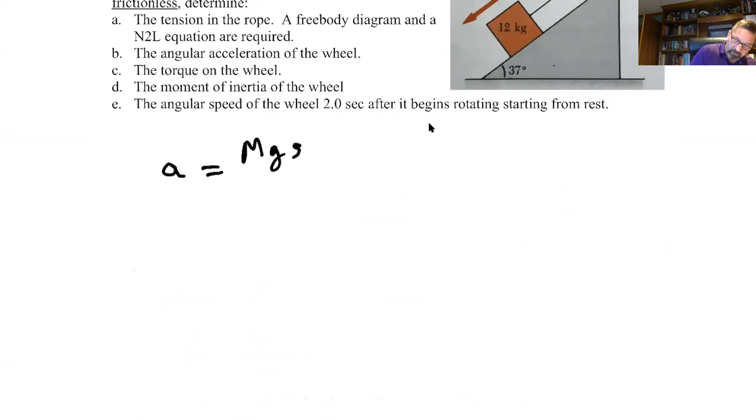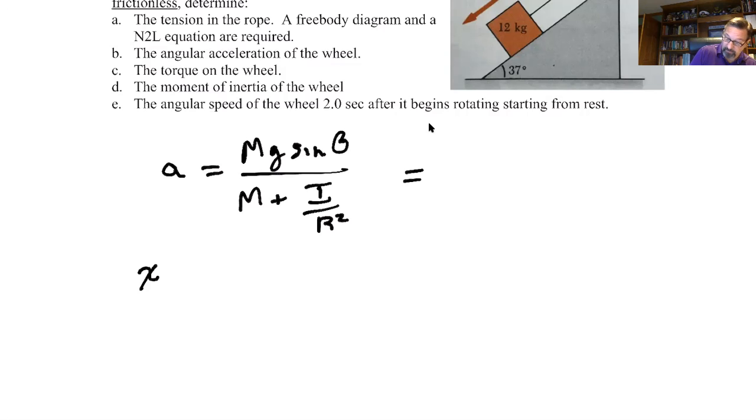M times g times the sine of theta divided by the total mass again, plus the moment of inertia divided by the radius squared. And we want to know, how long does it take to get to the bottom? Is physics cumulative? Well, yeah, it is. So I'm going to use this equation. That's a constant. Everything in there is a constant. There's no time or position that the acceleration is a function of. That's a constant. So all those constant acceleration equations from week 2, they're here.